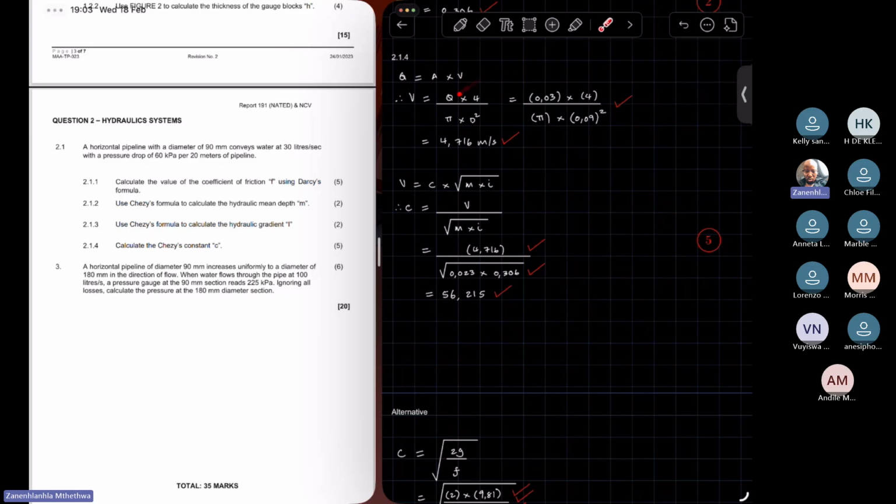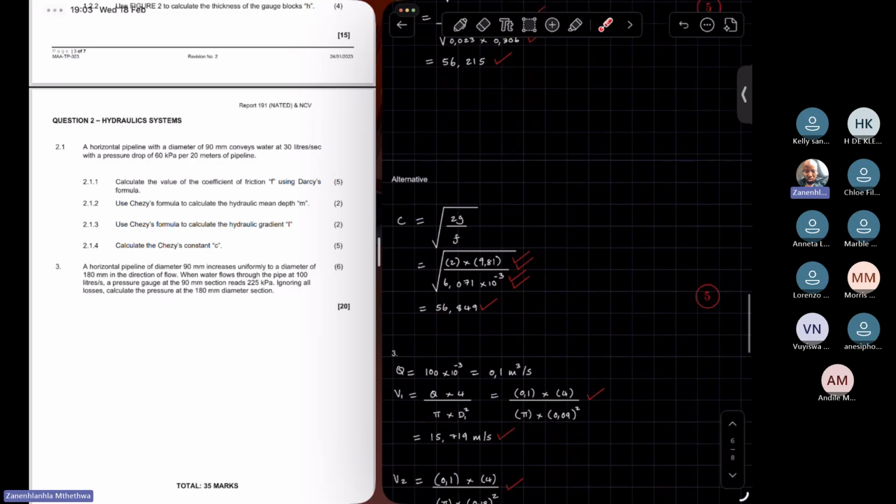So you could either take this approach, or you could take this approach, which is much quicker, where we say C is equal to the square root of 2G over F. G is 9,81 for Mechanics. And then F, you substitute the F that you got in 2.1.1.